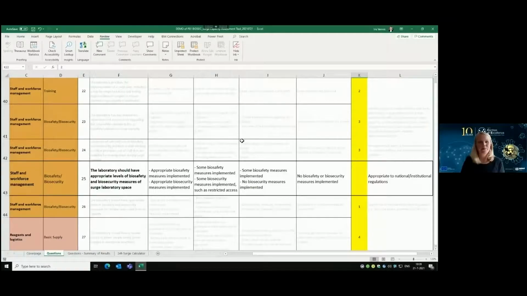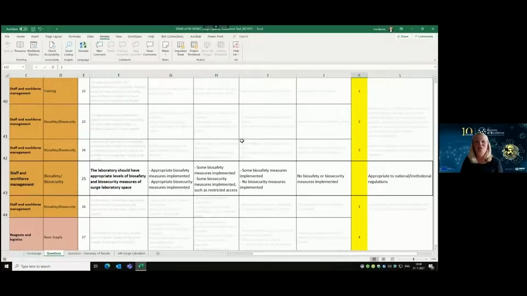Yes. There we go. Thank you, John. I see indeed, as John already mentioned, again, votes on every different score. But I'm happy to see that most of you say that appropriate biosafety and biosecurity measures are implemented, or at least biosafety measures are implemented, and some efforts are made on biosecurity. And that's very, very great.